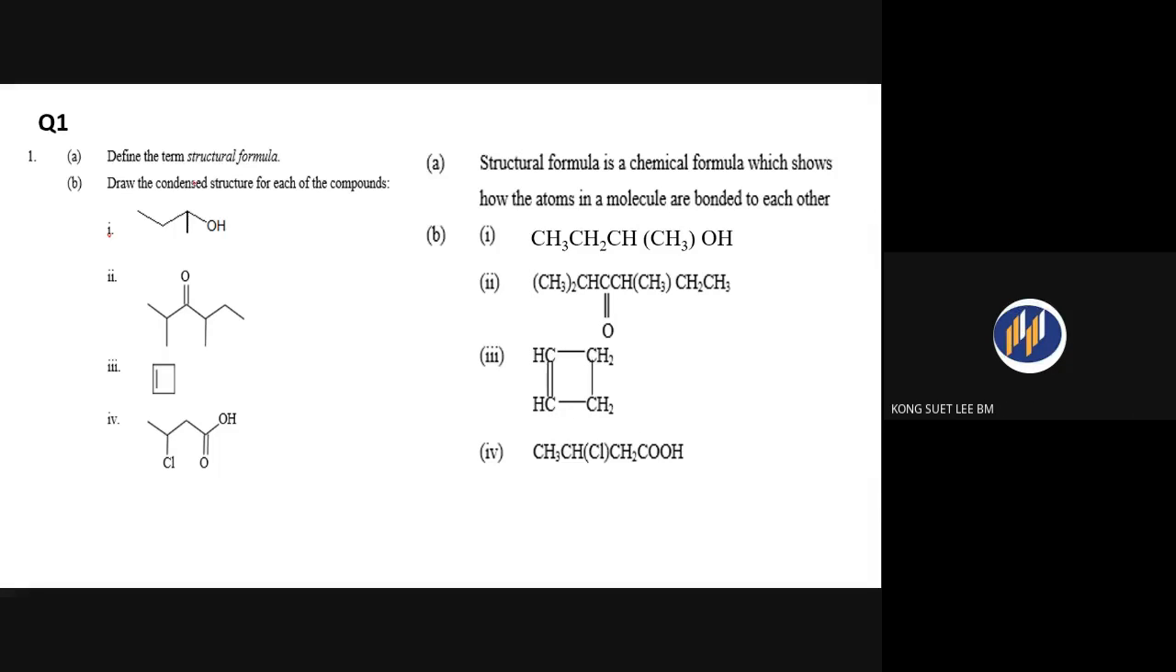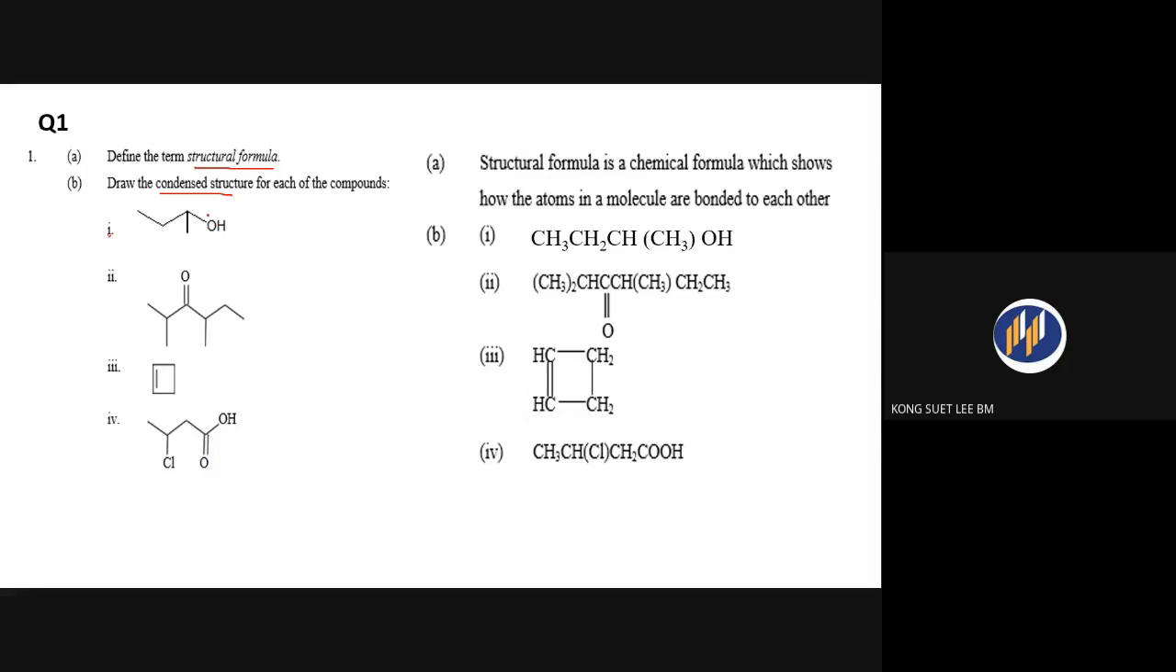Okay, yesterday we discussed question one. Question one is related to structural formula. As you know, there are three types of structural formula: condensed structure, expanded structure, and skeletal structure. So for question number one, the skeletal structure is given.